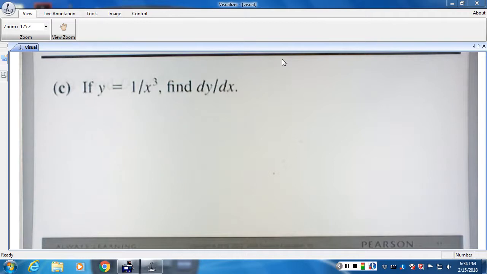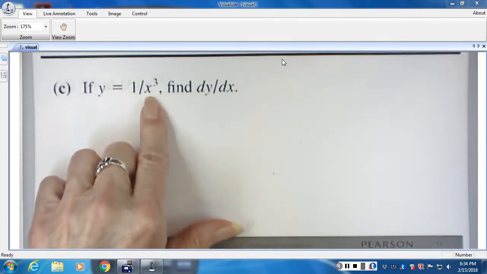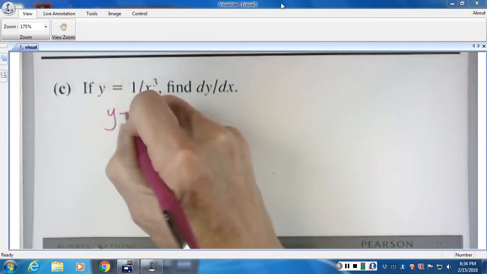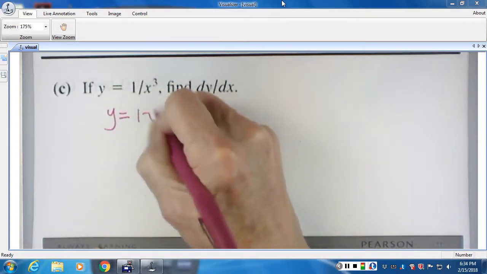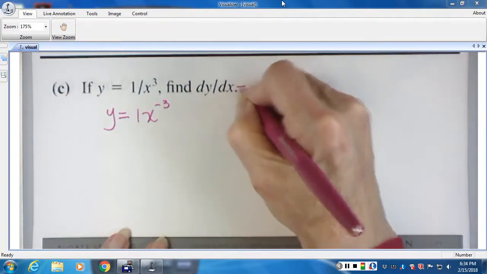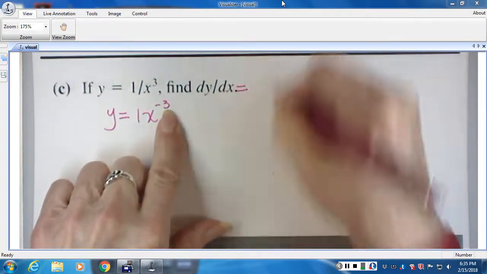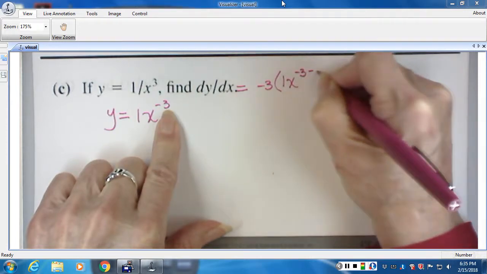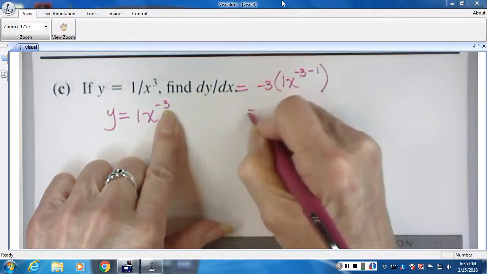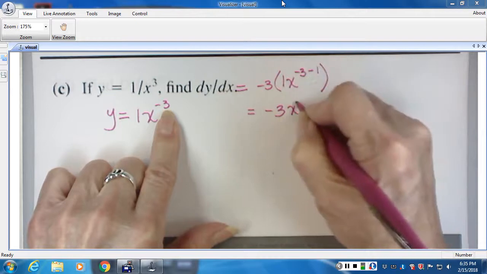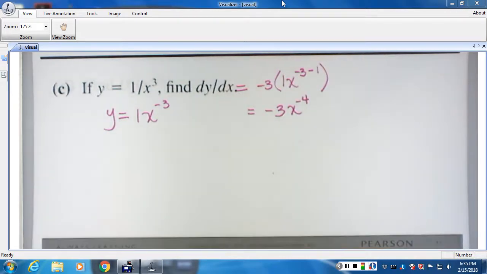Okay, here's where we run into problems because we didn't have any rules about fractions. But we do have a rule that says that you can convert y into an expression where it's 1 times x to the minus 3 power rather than 1 over x to the third. That's the same thing. So that means if we want to find dy dx, we bring that negative 3 down in front, and then we subtract 1 from that power. And negative 3 times 1 is negative 3 times x to the negative 3 minus 1 is negative 4. At that point, your calculus is done.